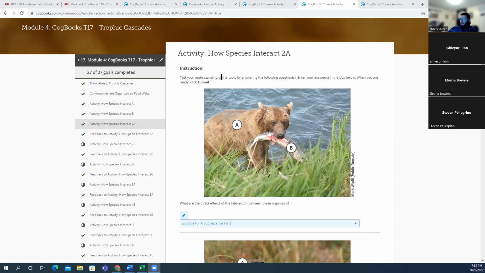So first, let's identify what type of interaction we are having here. Predation. Yeah, right. So this is predation. A is the predator, B is the prey. So what are the direct effects on A and B? These are going to be in terms of positive and negative. Is this interaction positive for A or negative for A? Positive. And negative for B. And why is it positive for A?